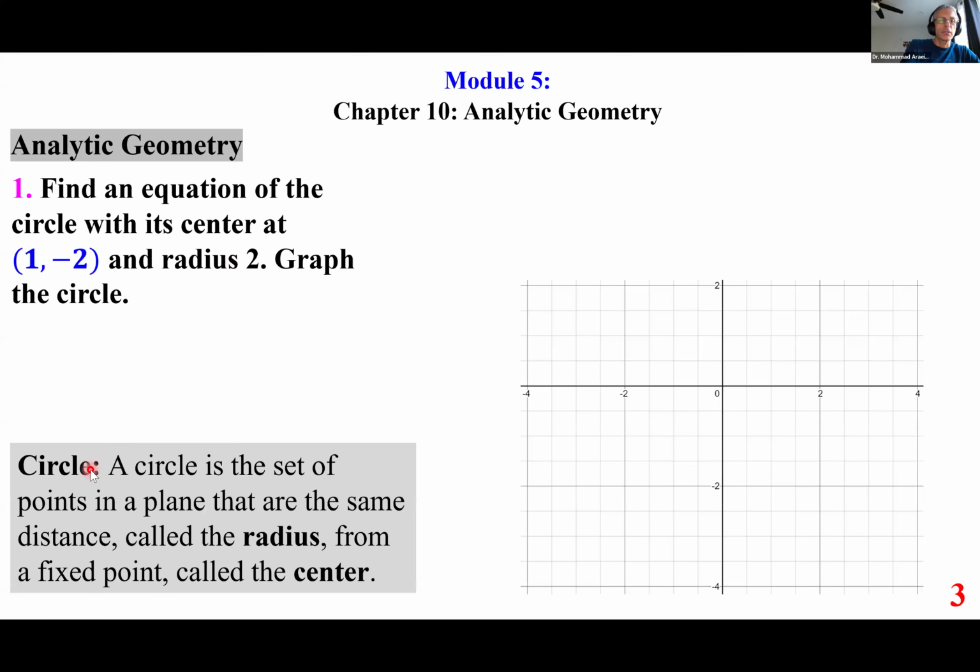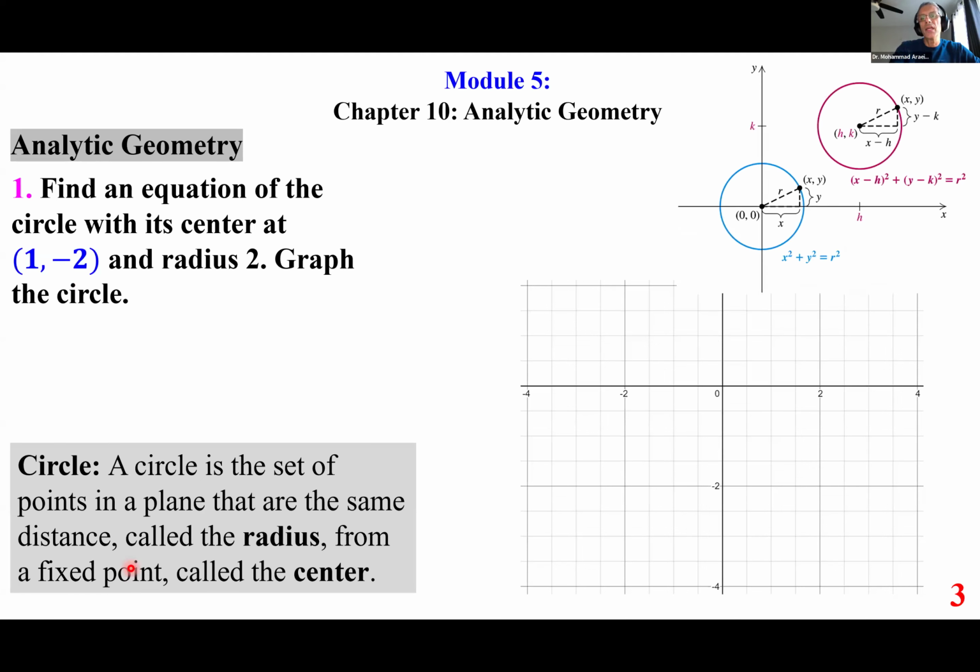Definition. Circle. A circle is the set of points in a plane that are the same distance, called the radius, from a fixed point called the center. Therefore, if it's centered at (0, 0), x squared plus y squared equals r squared, with the radius r. If it's centered at (h, k), (x minus h) quantity squared plus (y minus k) quantity squared equals r squared. That would be the standard form. So that's the synopsis of that.